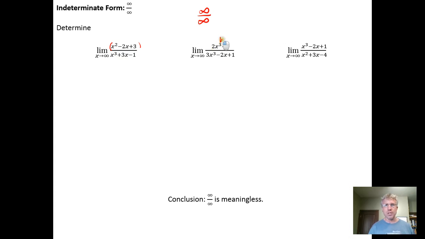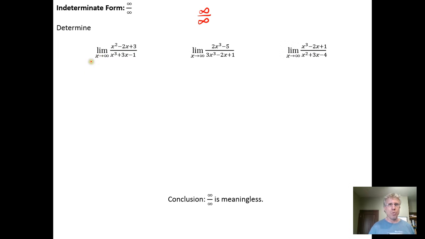The highest degree term on each polynomial will dominate the behavior of the function, and 2x cubed becomes infinitely large and 3x cubed becomes infinitely large as x goes to infinity. x cubed becomes infinitely large and x squared becomes infinitely large as x becomes infinitely large. So each of these has the form, as x goes to infinity, infinity over infinity. What we want to notice is that the limits are different even though the forms are the same.